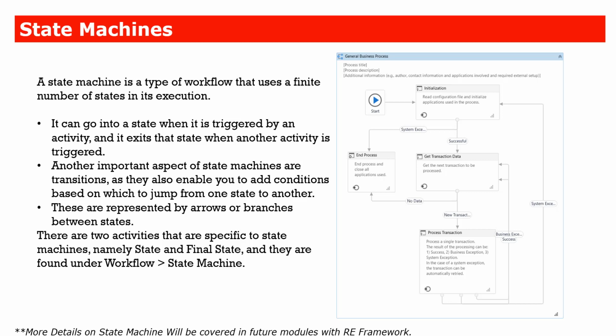We'll discuss this state machine in much more detail when we discuss the RE framework, so I'm not going to explain much detail as of now. The only thing you need to understand is that for a state machine to work, it needs a trigger, and it needs a transition to go from one state to another state. You should be able to add a condition based on which it will jump from one state to another. That's the thing you need to remember for now, and we'll discuss how a trigger is created, what the transition is, and how we can define entry and exit criteria when we discuss the RE framework.